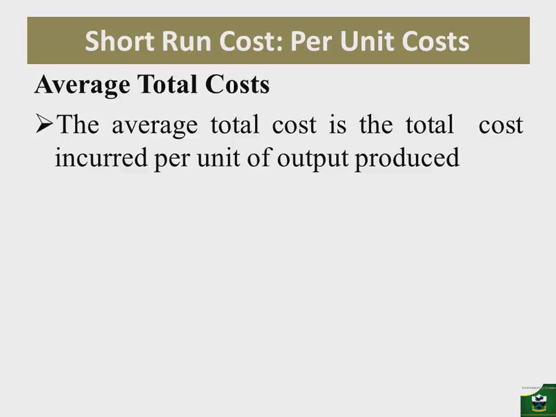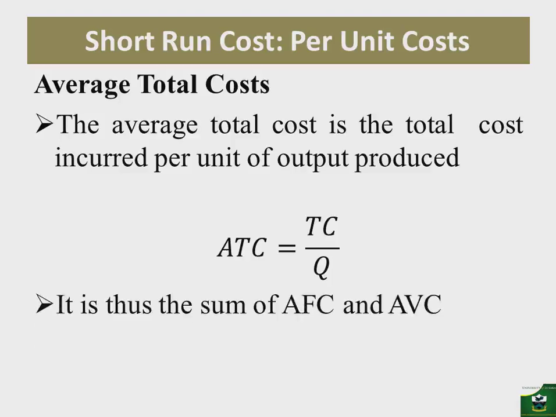Let's look at the average total cost. So this is the total cost incurred per unit of output produced. And from this, we note that it is simply the ratio of the total cost divided by the output, which is Q. In the simple illustration where we bring the average fixed cost and the average variable cost, our average total cost will simply be equal to the average fixed cost plus the average variable cost. And with this, then, we note that if you know what your average fixed cost is and what your average total cost is, then you can get your average variable cost by simply rearranging this equation.